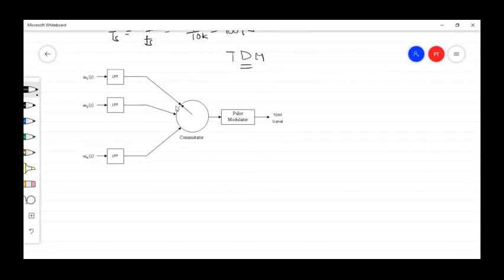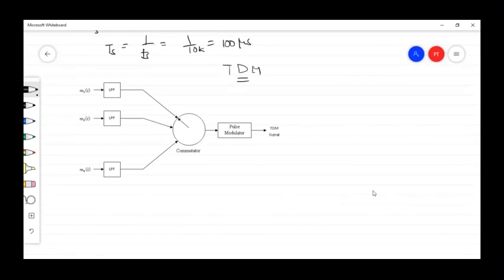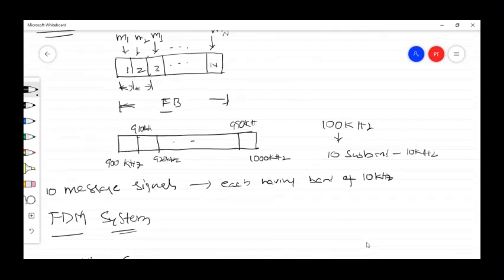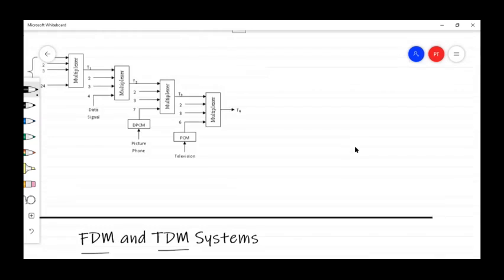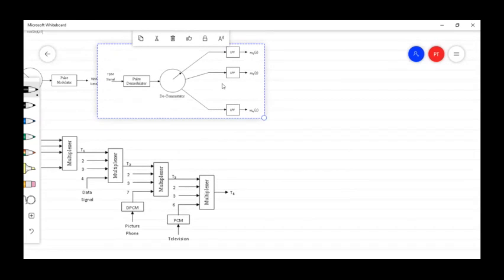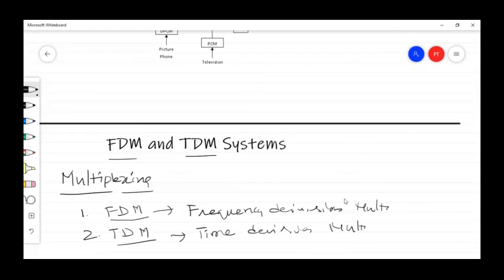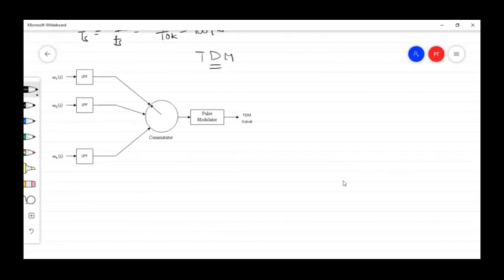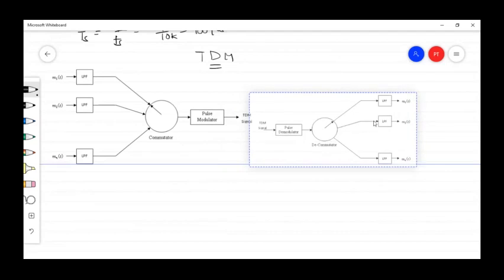Okay, so when this rotary switch is connecting each and every signal, the corresponding samples are connected to the pulse modulator. And after modulation, what will happen? It is sent to the receiver. Let me show the receiver also. So this is the receiver.